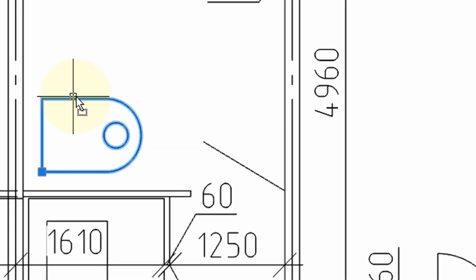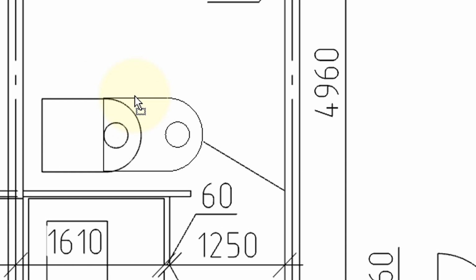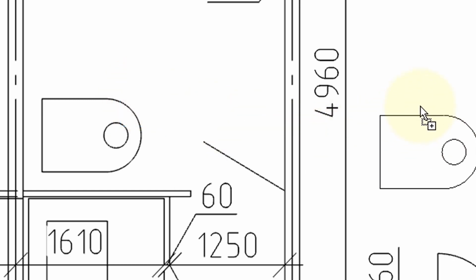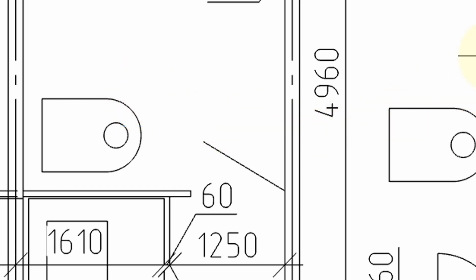So I select it. I start dragging it, but then I hold down the control key, and notice by the cursor that there's a plus symbol that tells you that it will now be copied, and so then I can place the copy.